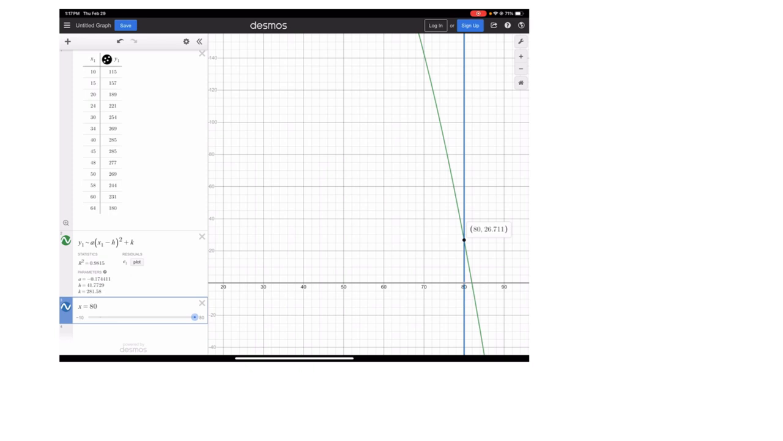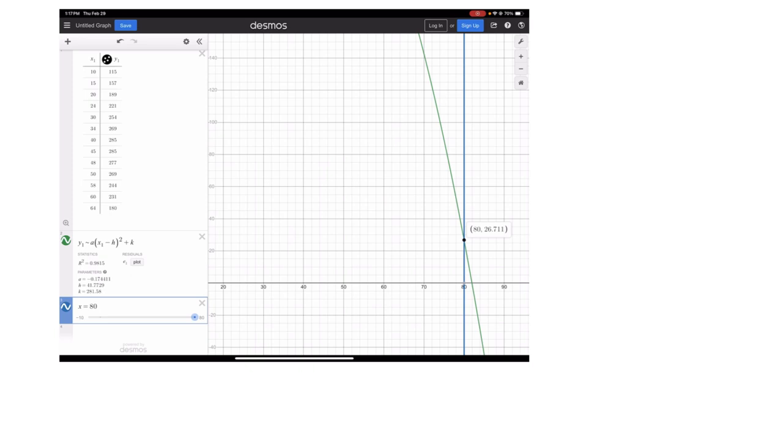Height? Yeah, the height will be, is it height? I got to go back to my thing to see what each of those things are. But if you hit an angle of 80, I think that's feet. So if you hit the ball initially at an angle of 80, it's going to travel 26.711 feet or meters or whatever it is. Okay, so you can use DESMOS to help you with that.